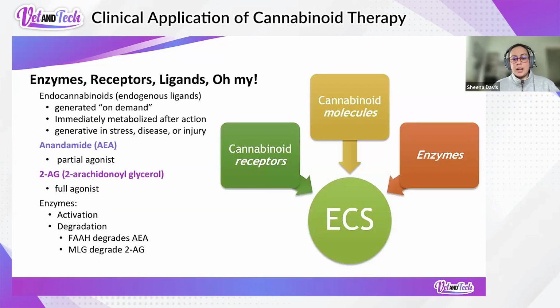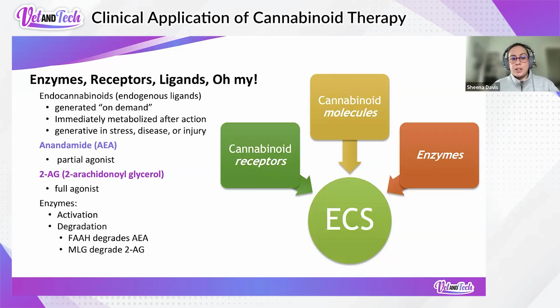So I made a little diagram showing you how all these little parts play a role together to communicate and work with the endocannabinoid system. You have your cannabinoid receptors that are going to receive the cannabinoid molecule onto the receptor point to receive the message. And you have your enzymes that are either going to activate or deactivate those molecules to complete it. So all these work together to communicate within the endocannabinoid system.